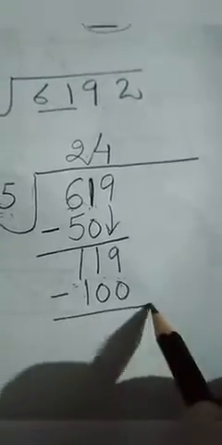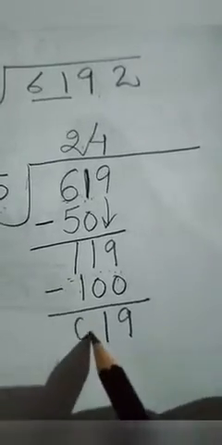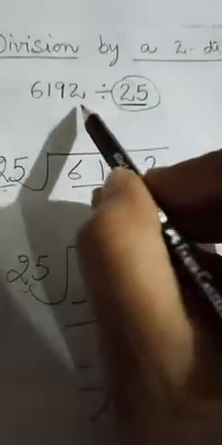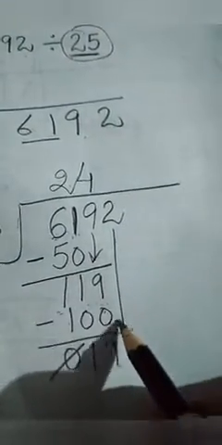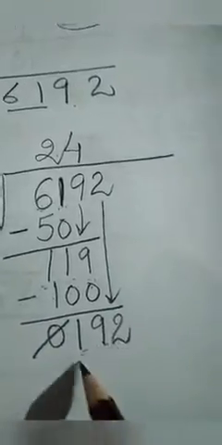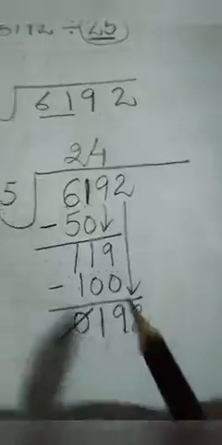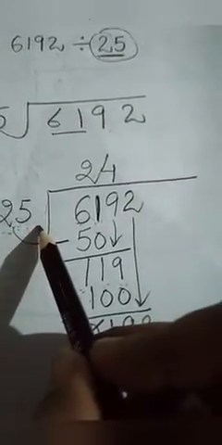Then subtraction: here we got 9, here we got 1. Here is 0, we will ignore this, which means we got 19. Now what is the next digit? 2 is there, we will write 2 downside. Now it has become 192. Now 192 will be divided by 25.